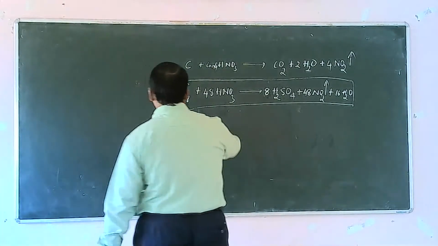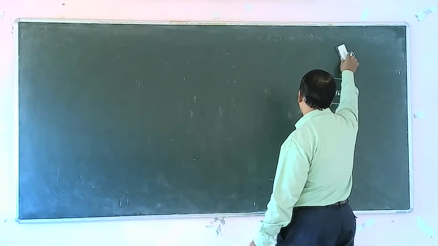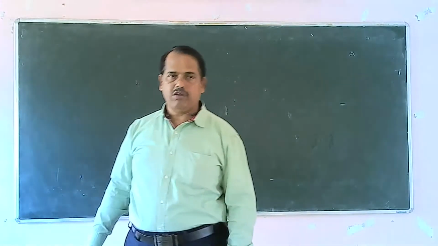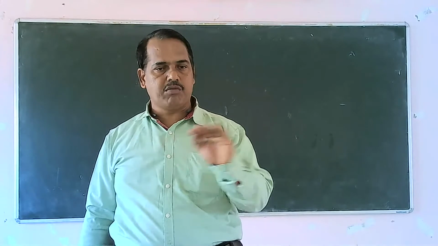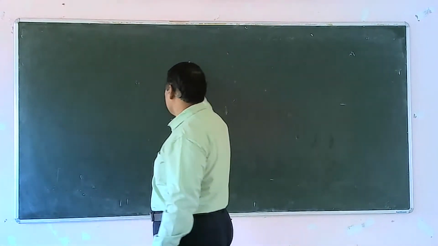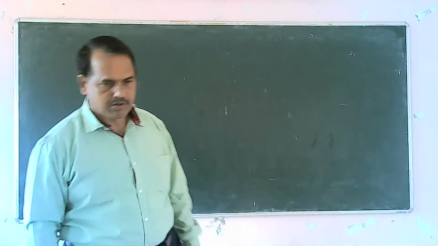Okay, so that is nothing but the reaction of nitric acid with non-metals. So generally you have to remember it reacts with metals and non-metals, and particularly elements like chromium and aluminium, it forms some oxide film.